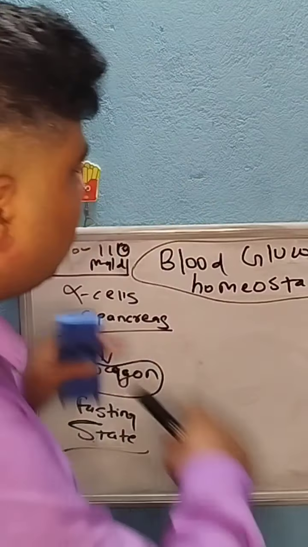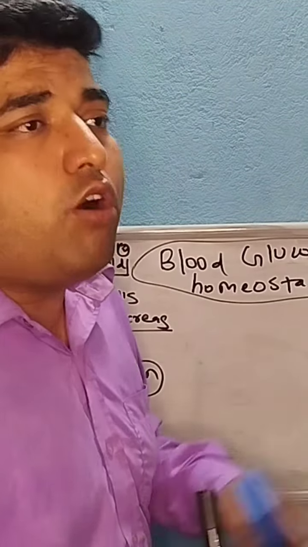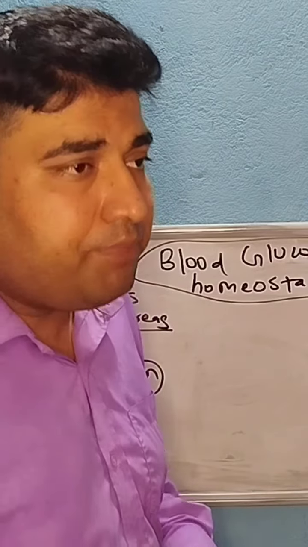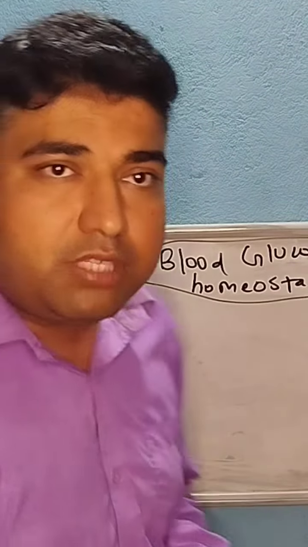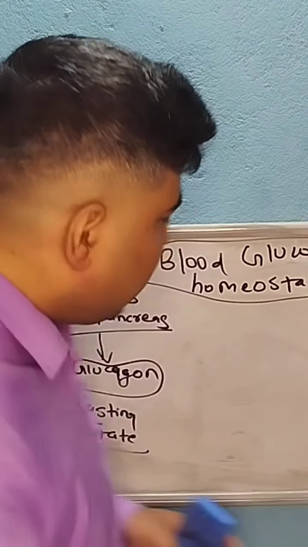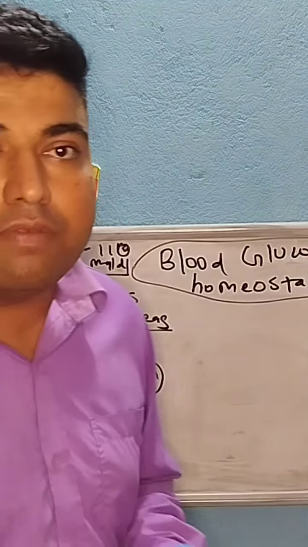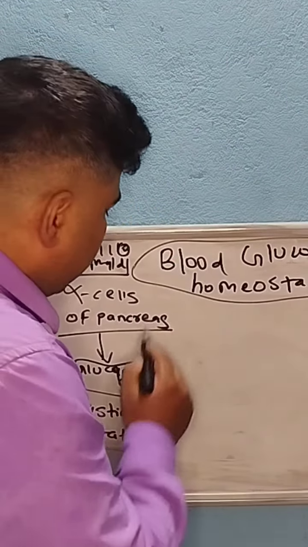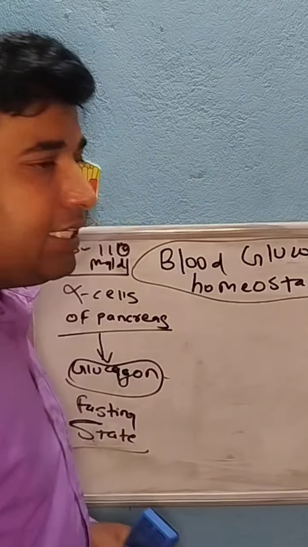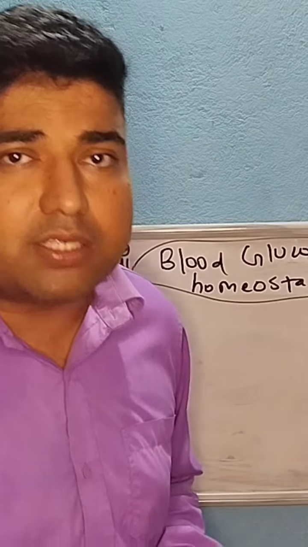To maintain the concentration of glucose in this optimal range, different hormones take part. Those hormones are insulin, secreted from the beta cells of the pancreas, and glucagon, secreted from the alpha cells of the pancreas. The secretion of glucagon and insulin depends upon the concentration of glucose in the blood.